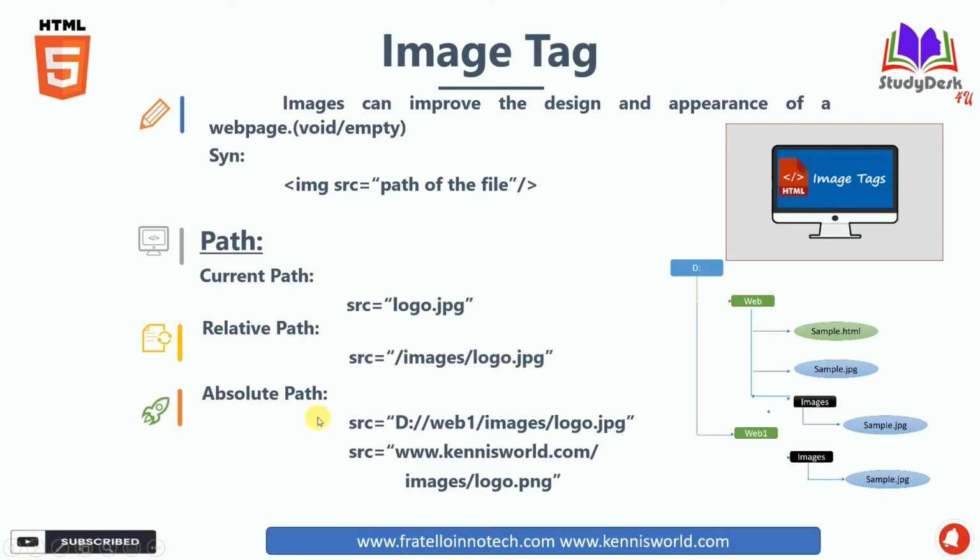Now coming to absolute path. In this, we need to mention the complete URL, the complete path. It describes the full address to access an internet file or root file. So if you want to mention a root file, we can use the src attribute with that root file. From the root, we have to mention d:// then the web1 folder and again the images folder, then this logo.jpg file. So like this you have to mention. And the second option is if you want to mention an image from a server, then we can use it like this. So we have three types of paths here: current path, relative path, absolute path. Any one we can use, but in real time absolute path is not recommended. We use current path or relative path.